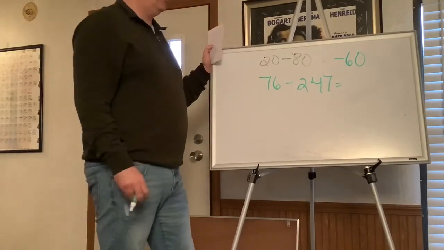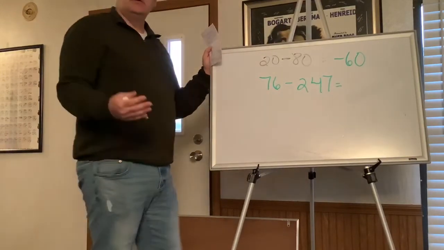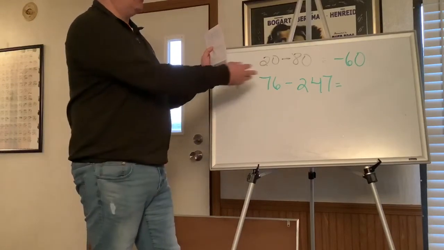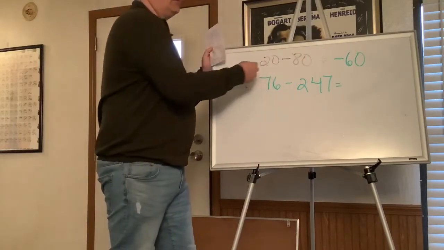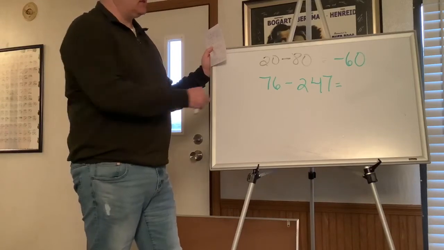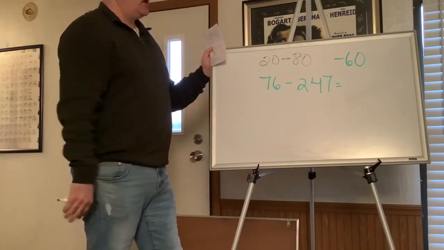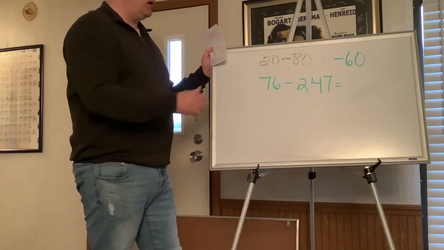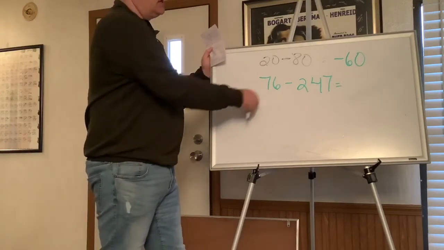And you've got to think, well, how did you do that? How would you figure that out? Now this one we were able to maybe do in our head, 20 minus 80, and know that we were at negative 60, but this one is a little bit harder. And so we will learn as we go on what we do with a problem like this.